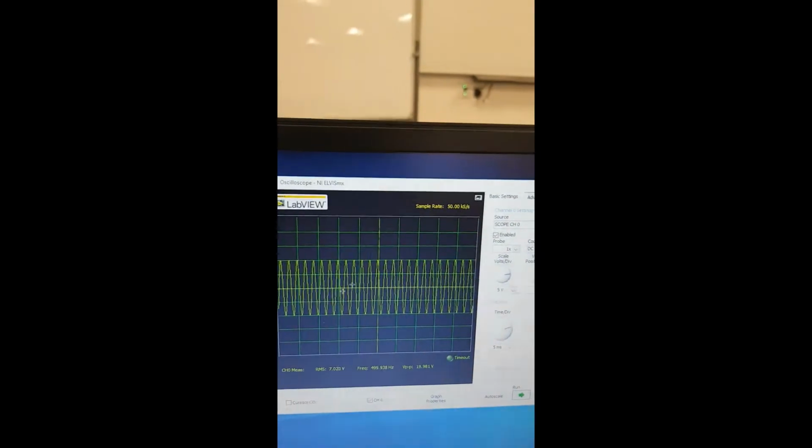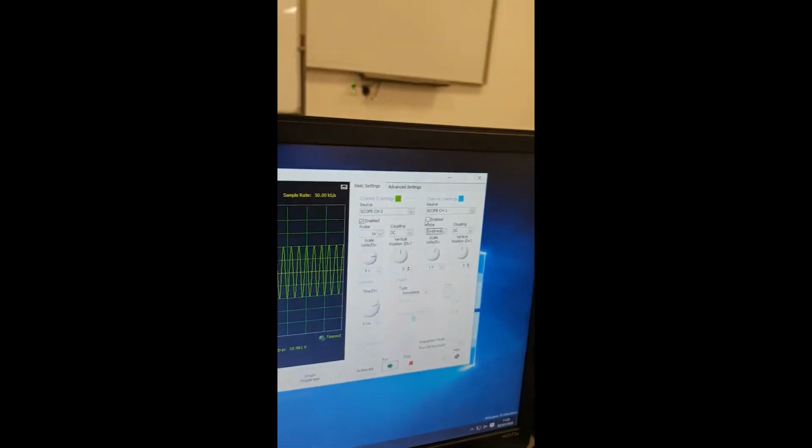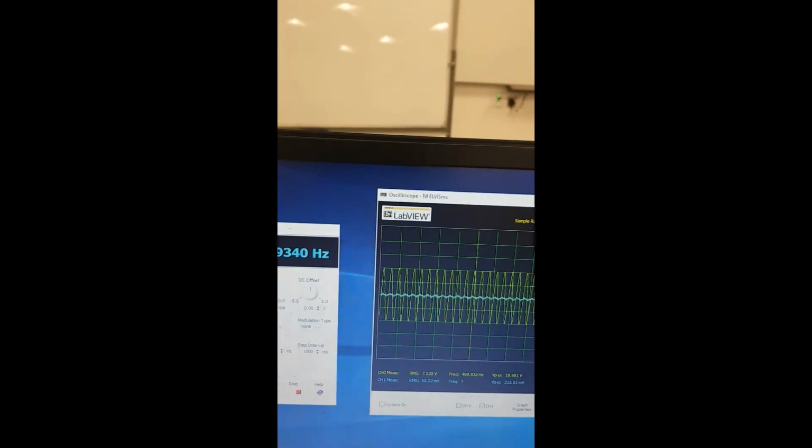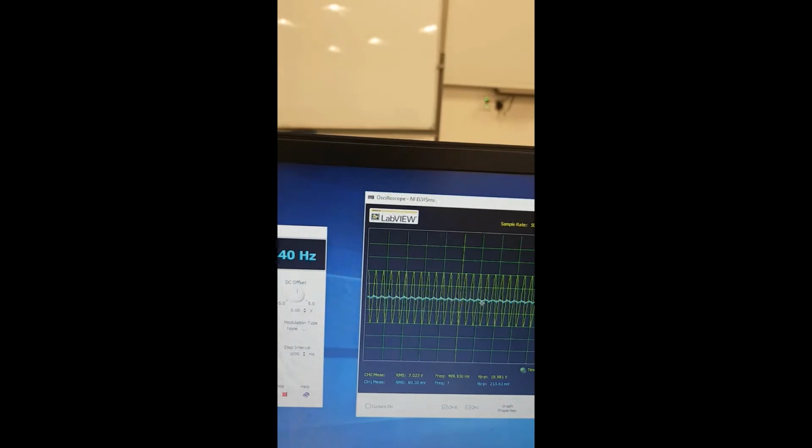We need to take the reading of the output. So I need to have channel 1 on my screen. I'll go here, enable channel 1, so I can read it. It's so small, right? So I need to increase it. How can I increase the signal? I reduce the scale.